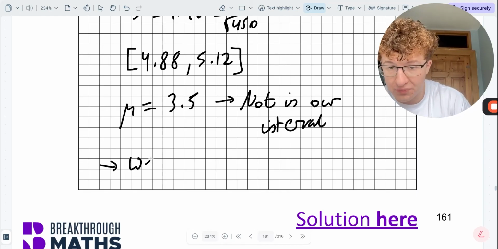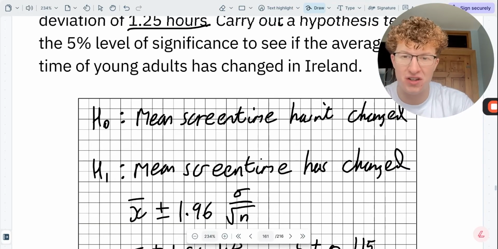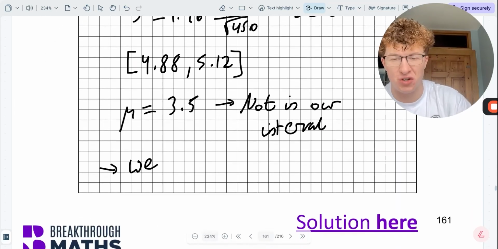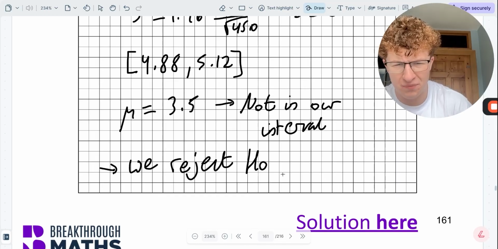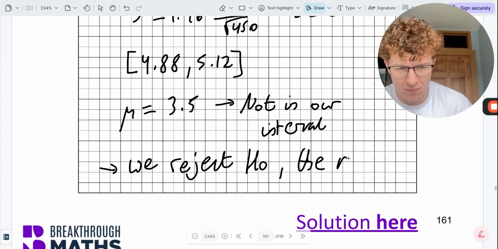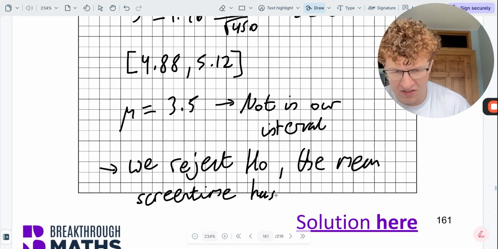So we fail to reject H0. The average amount has changed. See H0, the mean screen time hasn't changed, so we reject H0. Sorry, did I say we fail to reject? We reject H0. The mean screen time has changed.